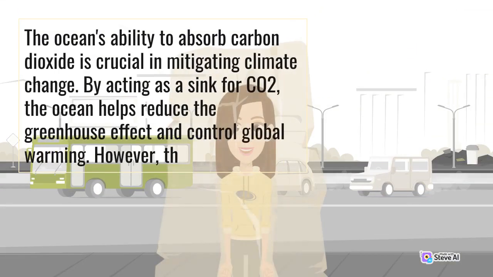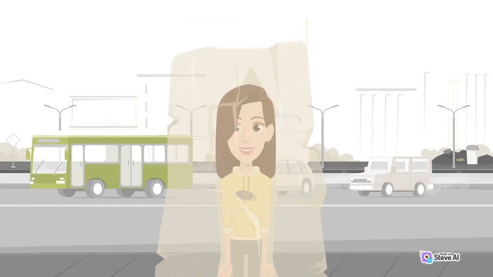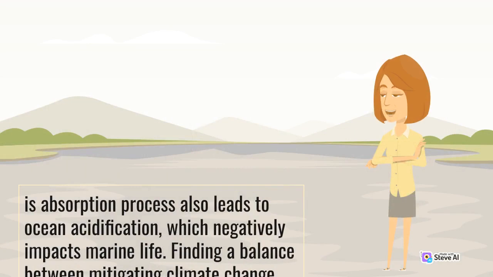The ocean's ability to absorb carbon dioxide is crucial in mitigating climate change. By acting as a sink for CO2, the ocean helps reduce the greenhouse effect and control global warming. However, its absorption process also leads to ocean acidification, which negatively impacts marine life. Finding a balance between mitigating climate change and preserving marine ecosystems is essential.